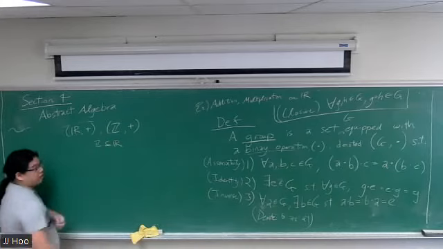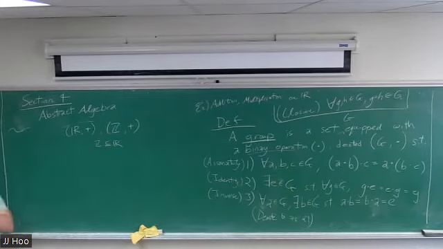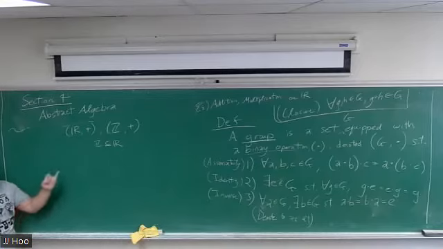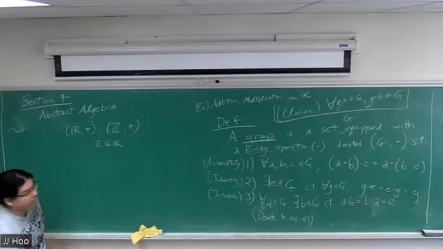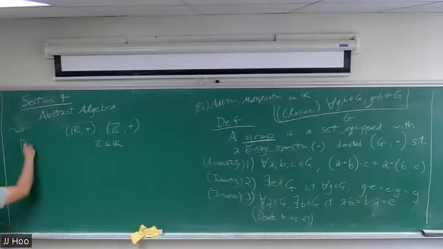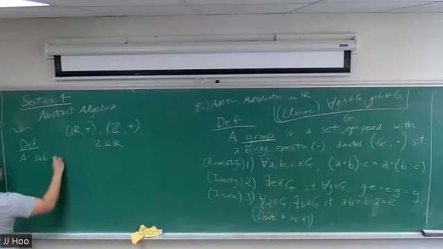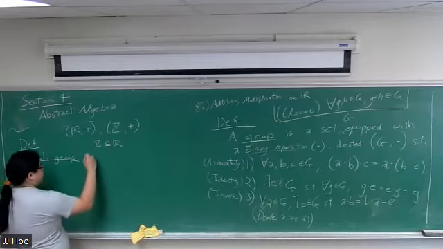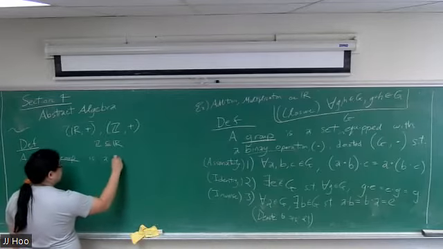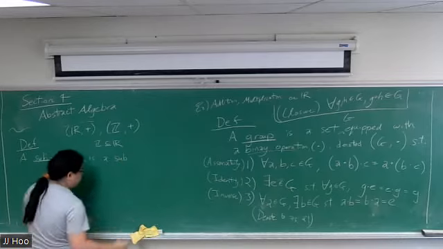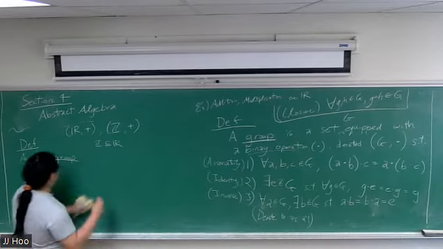Z is a subset of R, right? The integers are a subset of R. So is there a way we can talk about these in the same way? So we call this a subgroup. The subgroup is a subset. So I'll say a subgroup of G, right?